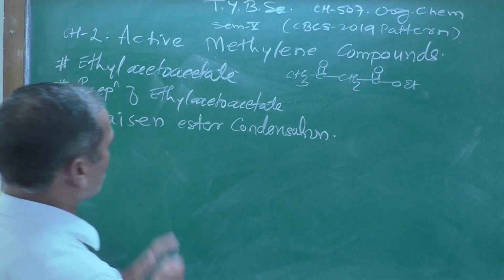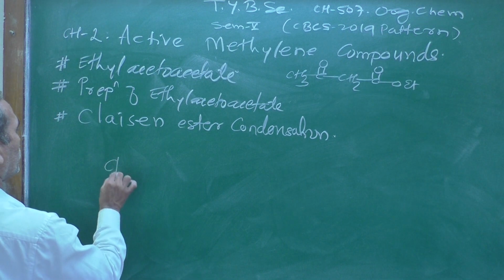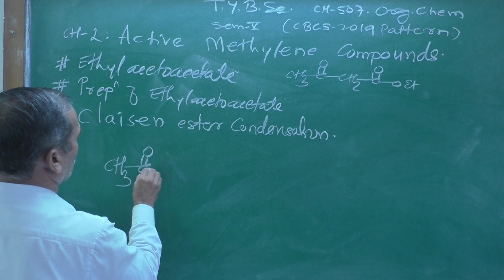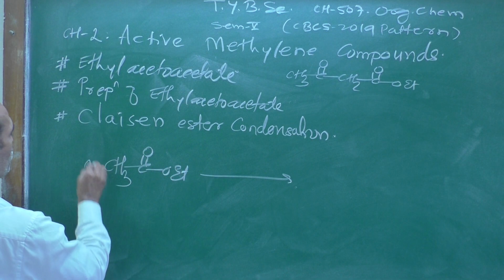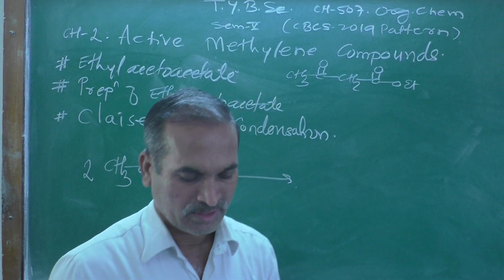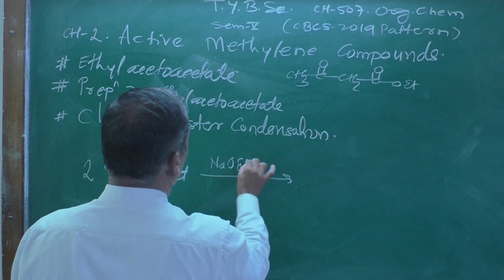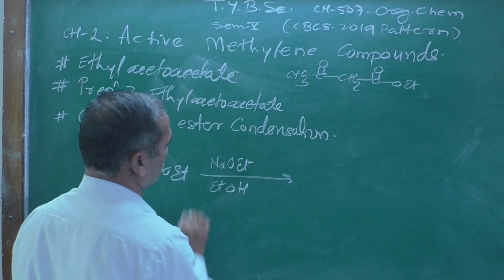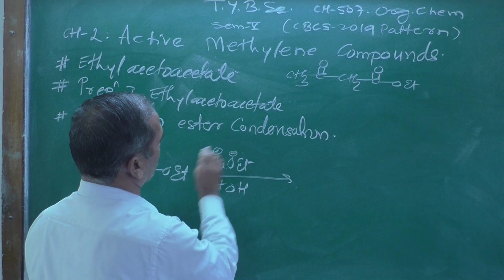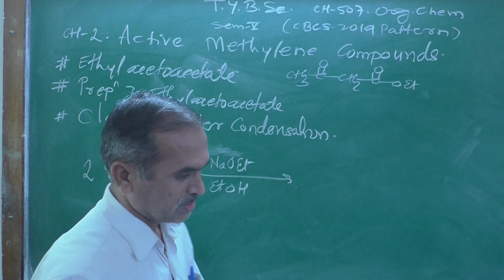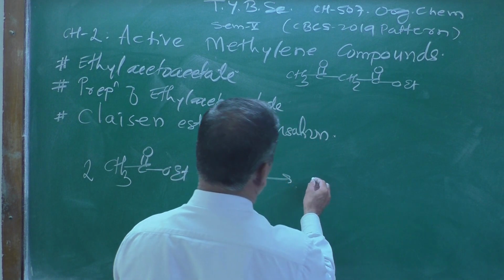I am simply giving the general reaction of Claisen ester condensation. See what he did. CH3, C double bond O, OEt. He has taken 2 moles, or 2 molecules, of ethyl acetate, which will be treated with NaOEt, EtOH, ethanol acting as a solvent over here, and sodium ethoxide, an alkoxide, acts as a strong base when the condensation reaction takes place.